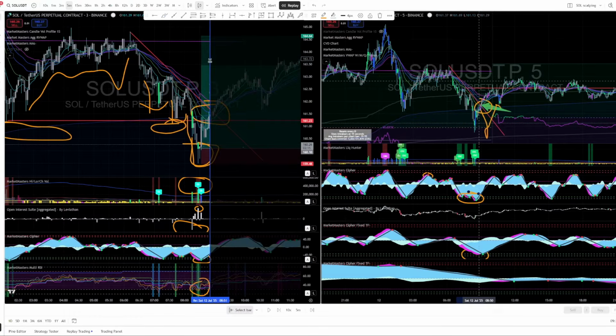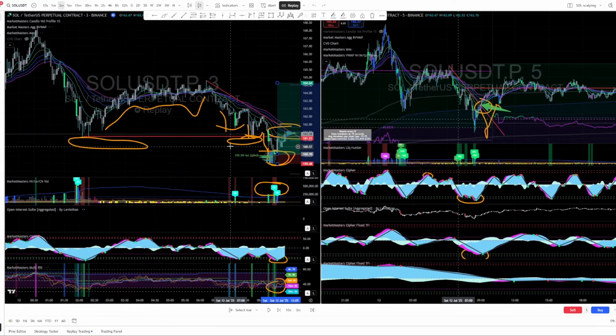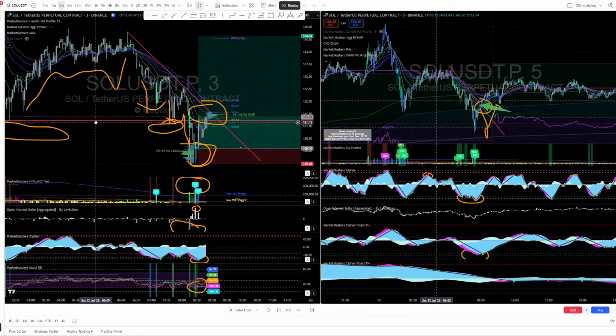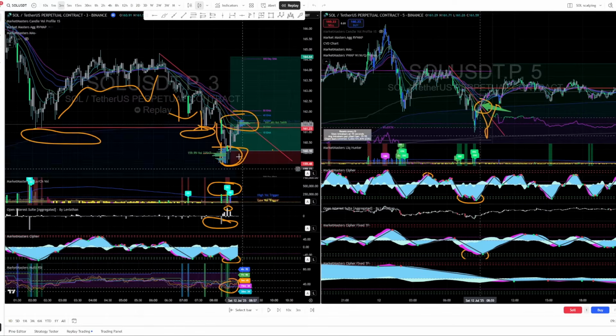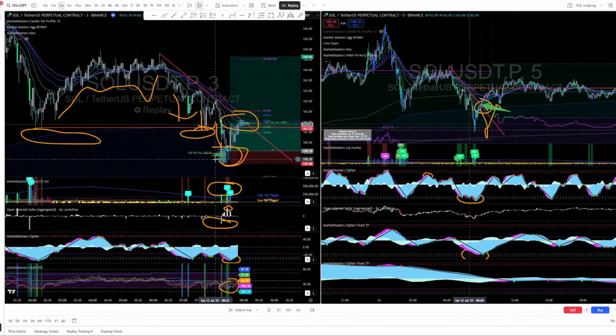I'll get the profile tool on there as well. You can see that there was, yeah, we've got quite a nice D-shaped profile there. So you can see that the point of control's there. We've closed back above it. We've had another sweep through the point of control, closed back above again. All those signs all lining up at the same time, starting to make this look like a good trade.